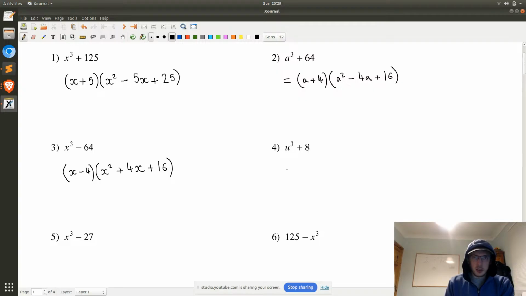The sum of two cubes, the cube of u and the cube of 2. So I write u plus 2, u squared, take 2u, plus 4.